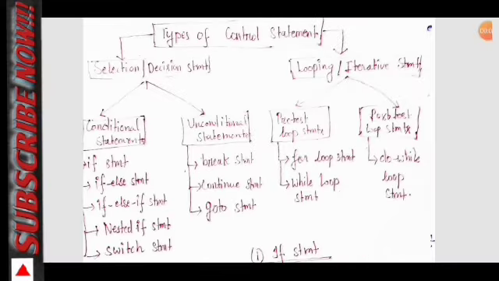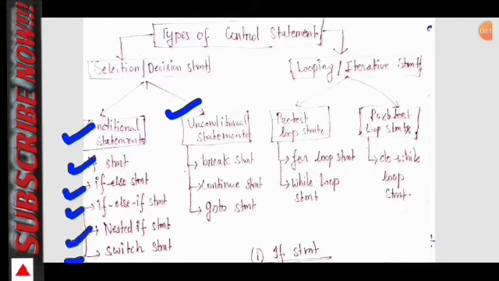Now, selection or decision statements are of two types. First is the conditional statement and second is the unconditional statement. The conditional statement is further categorized as if statement, if else statement, if else if statement, nested if statement, and last is the switch statement. And unconditional statements are further divided into break statement, continue statement, and goto statement.